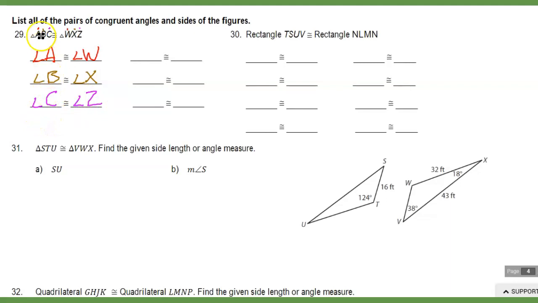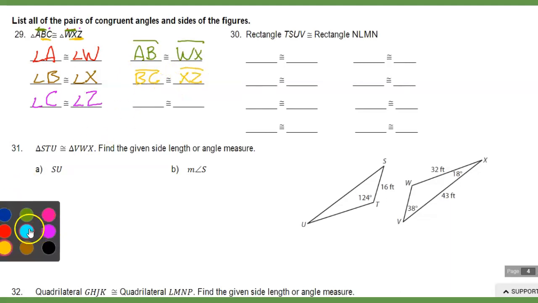And so the angles are congruent, but so are the sides. So AB, the first 2 letters, is congruent to WX. So the segment AB is congruent to WX. And then we got the second 2, BC and XZ. So we say segment BC is congruent to segment XZ. And then also the first and the last, so AC is congruent to WZ.